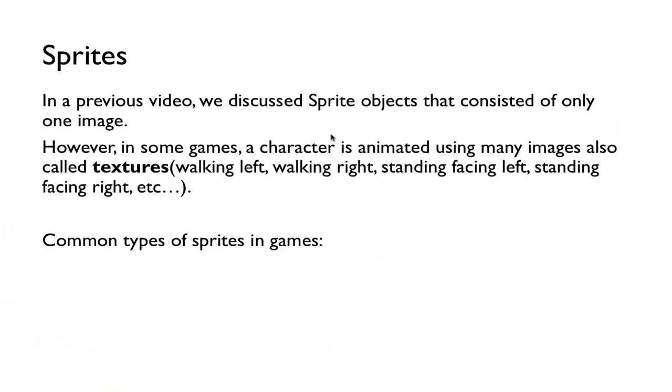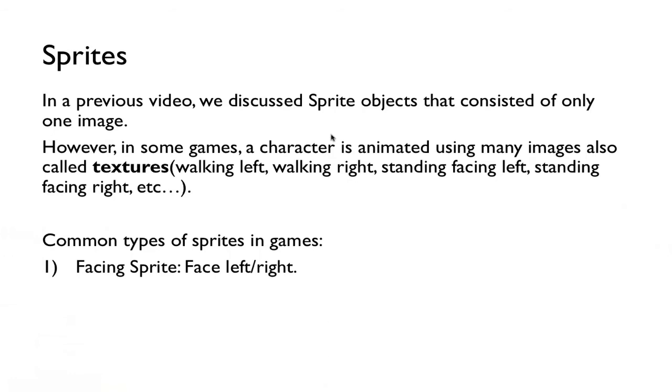So here are some common types of sprites in games. The simplest sprite object is the one that has one image, a static one. But the one after that would be something that has more than one image. It would be just something that has two images, one facing left, one facing right. That's one of the simplest ones to work with, so we're going to talk about this in this video.